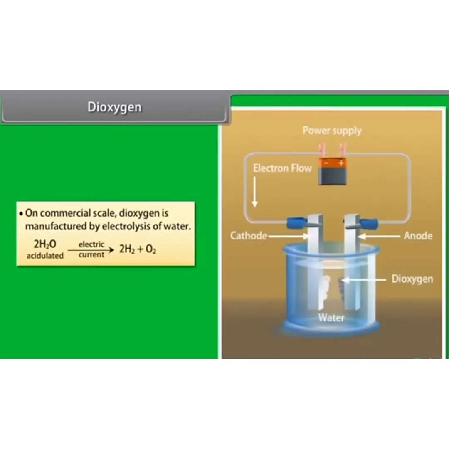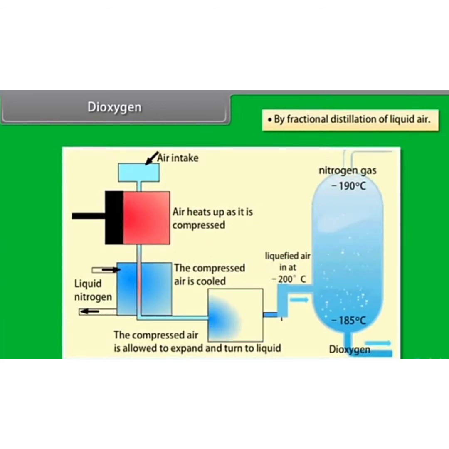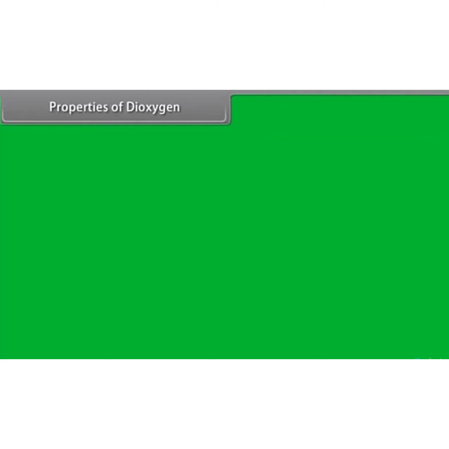On commercial scale, dioxygen is manufactured by electrolysis of water, and by fractional distillation of liquid air. When liquid air is distilled, nitrogen with lower boiling point distills out first, leaving behind practically pure dioxygen. Properties of dioxygen.